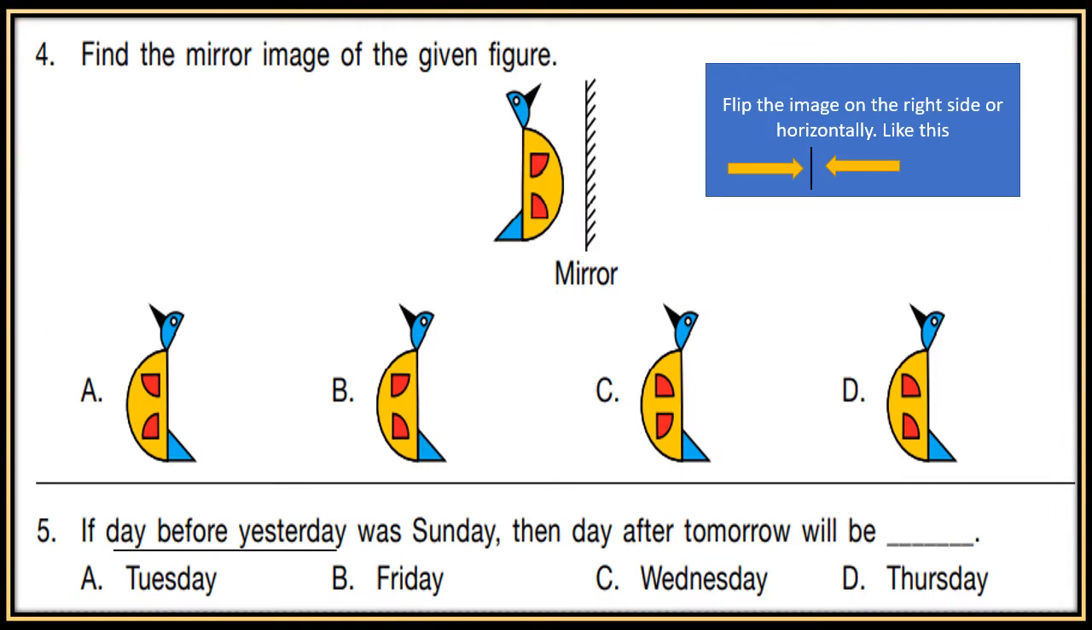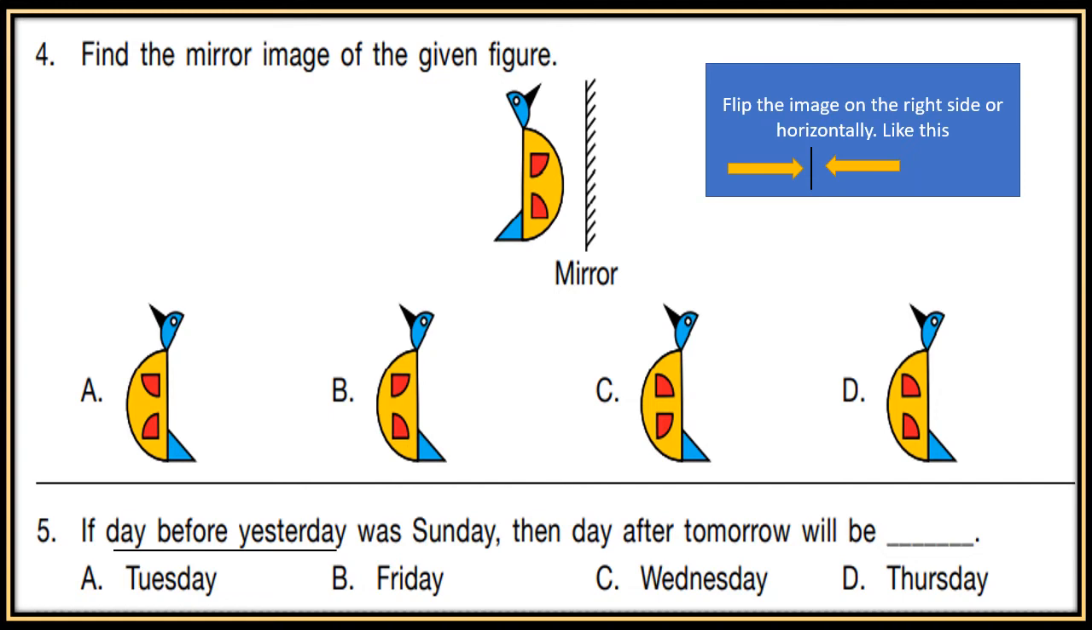Find the mirror image of the given figure. Now see question 4th. In order to find the mirror image, flip the image on the right side or horizontally like this. See the arrow. So the mirror image of the given arrow is shown. We just flip it horizontally. So in the same way, flip the image given in the picture and you will find the mirror image.